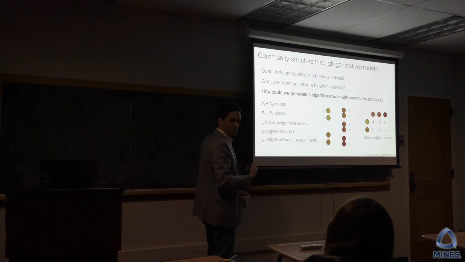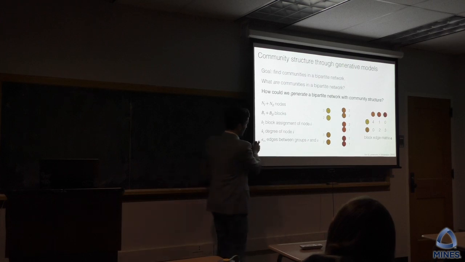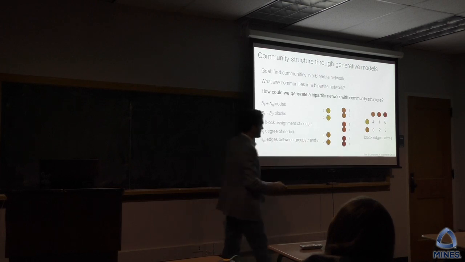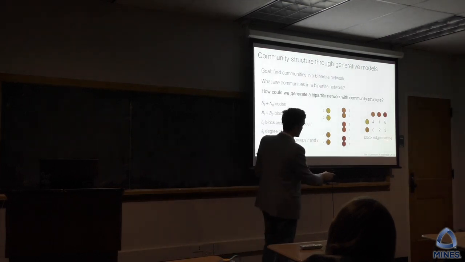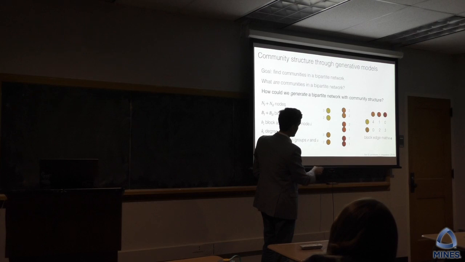Next, I want there to be block structure or community structure. So I'm going to specify this matrix, E_RS, that counts the number of edges between groups R and S. In this case, here's my block edge matrix that says light yellow to orange, I'm going to put 4 connections. Light yellow to dark red, I'm going to put 0 connections.